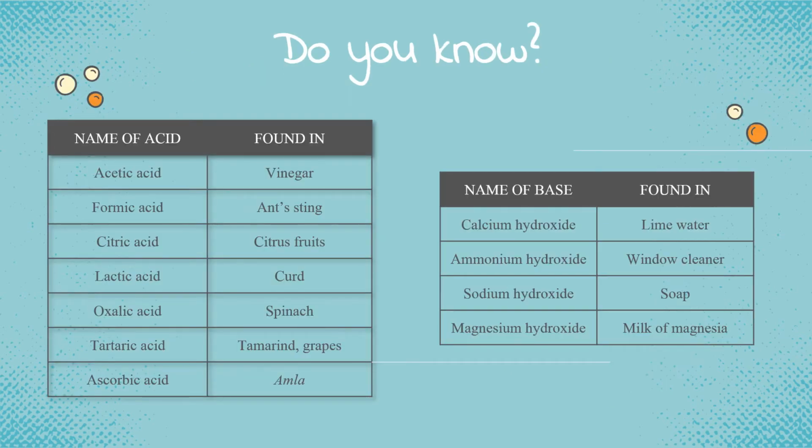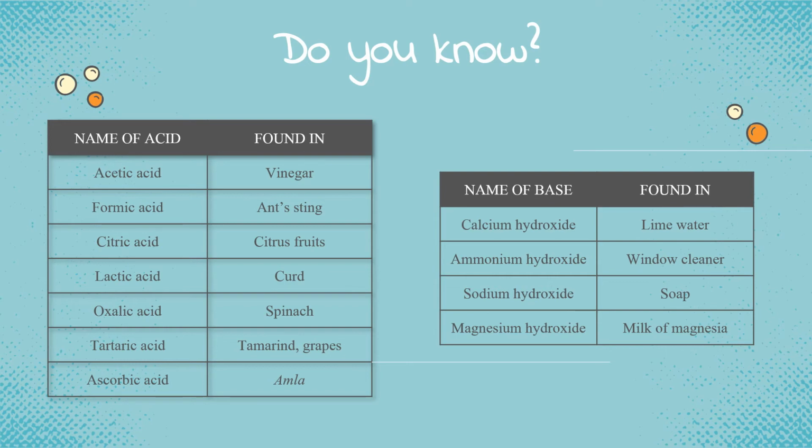Do you know? These are some examples of acids and bases which we use in our day-to-day lives, such as vinegar has acetic acid, and ant's sting has formic acid, citrus fruits has citric acid. Citrus fruits are like orange, lemon, etc. While curd has lactic acid. Not only curd, most milk products have lactic acid such as ghee, butter, etc. Spinach has oxalic acid while tamarind and grapes have tartaric acid and amla has ascorbic acid.